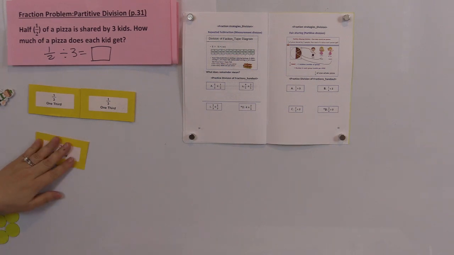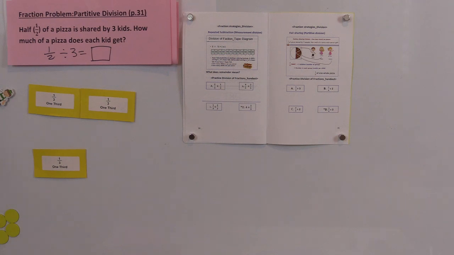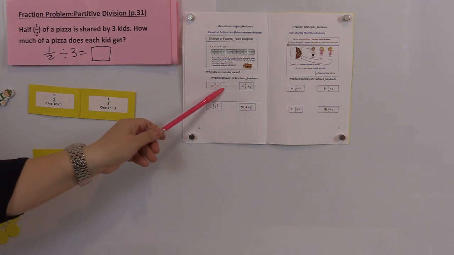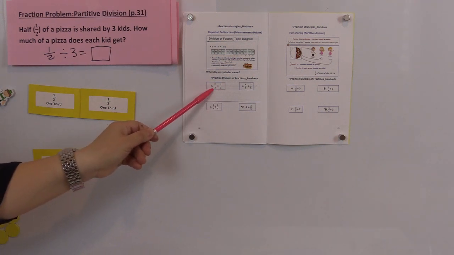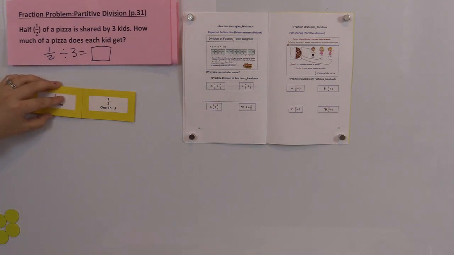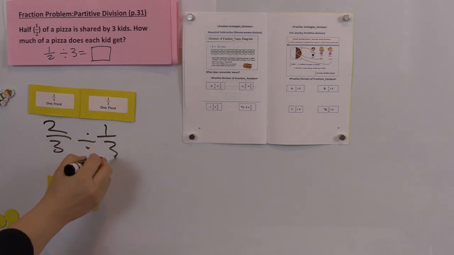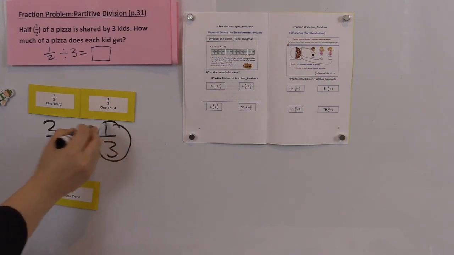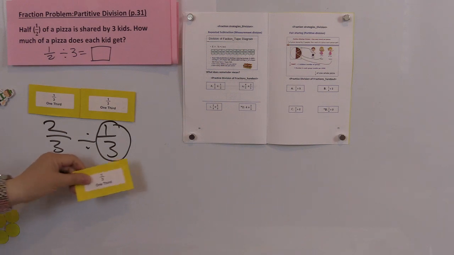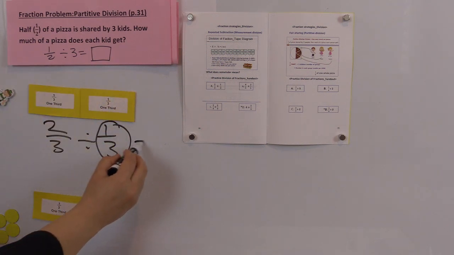How many 1/3 can fit into 2/3, right? How many times can 1/3 go into 2/3? How many times? 1 time, 2 times. So my answer is 2, right? How many times does this number go into this? So I have 1/3, 2/3, 1 time, 2 times. So my answer is 2.